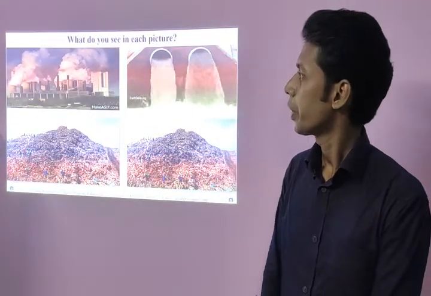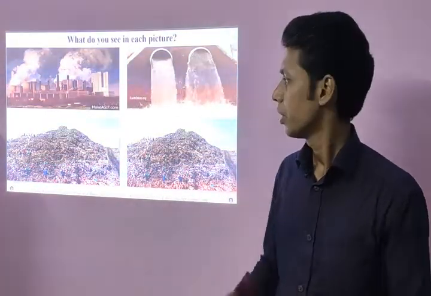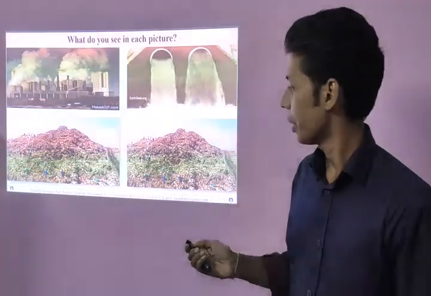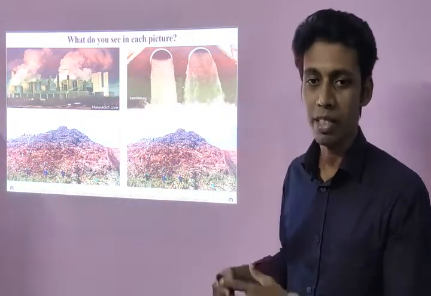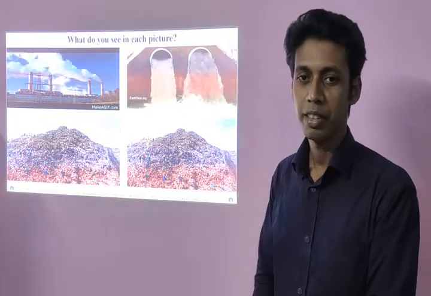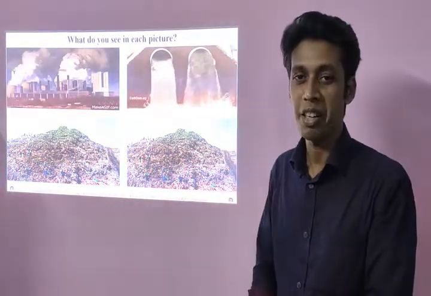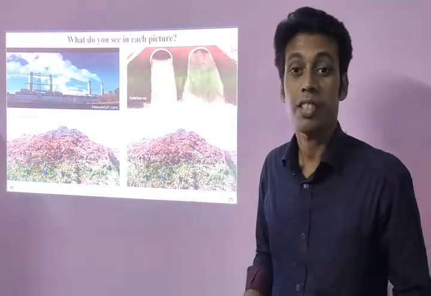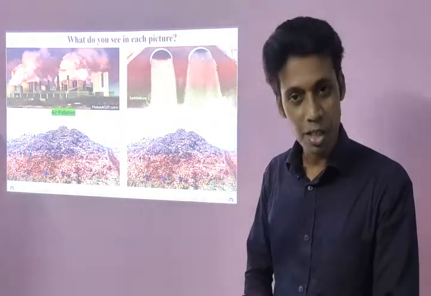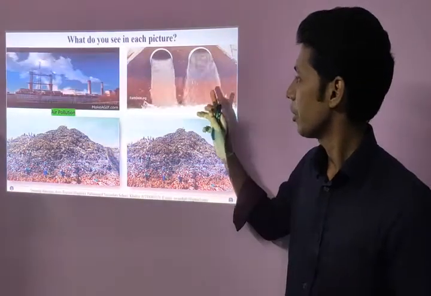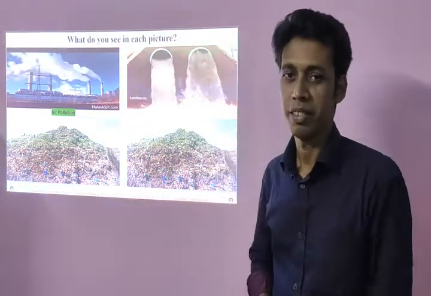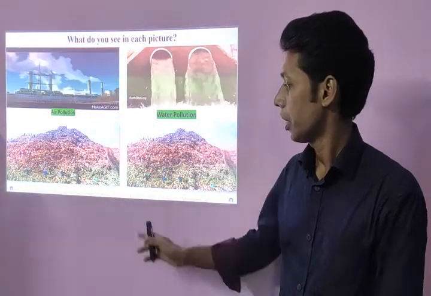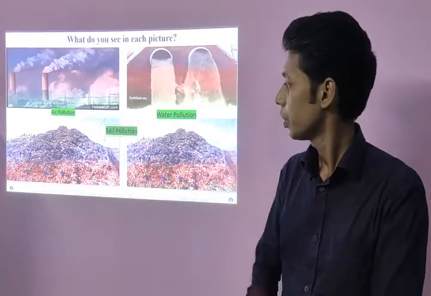Okay, what do you see in the picture? Here there are 4 pictures: picture number 1, picture number 2, picture number 3 and picture number 4. What is happening in this picture? Can you tell? Yes, hope you all have guessed. First one is air pollution. Okay, fine. Then this one, very easy, very simple, this one is water pollution. And the third one and fourth one, soil pollution.